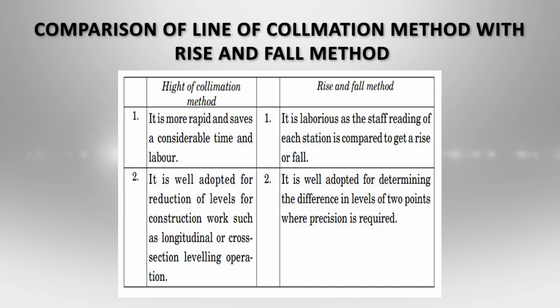In the height of collimation method, it is more rapid and saves considerable time and labor, while the rise and fall method is very laborious, as the staff reading on each station is compared to get a rise or fall. The height of instrument method is well adopted for reduction of levels for construction work such as longitudinal or cross-sectional leveling operations, while the rise and fall method is well adopted for determining the difference of levels of two points where precision is required.